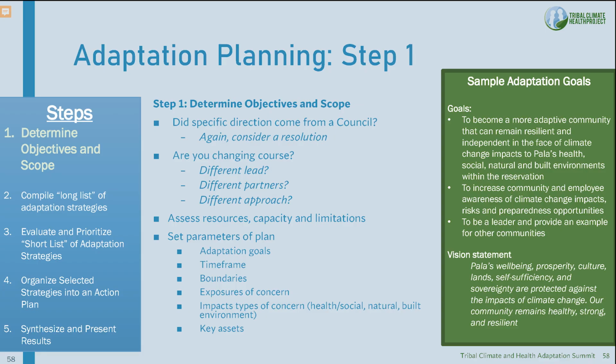Meaning, maybe you looked at all of your ancestral lands on all the different exposures. So you looked at wildfire, temperature extreme, storms and flooding, sea level rise, all of it. And you looked at all the possible impacts. But in your adaptation plan, maybe you only want to focus on critical facilities. Or maybe you only want to focus on impacts to natural environment. You can cut it a lot of different ways.